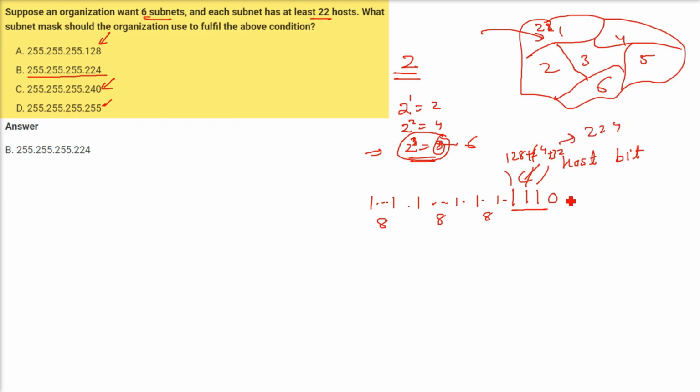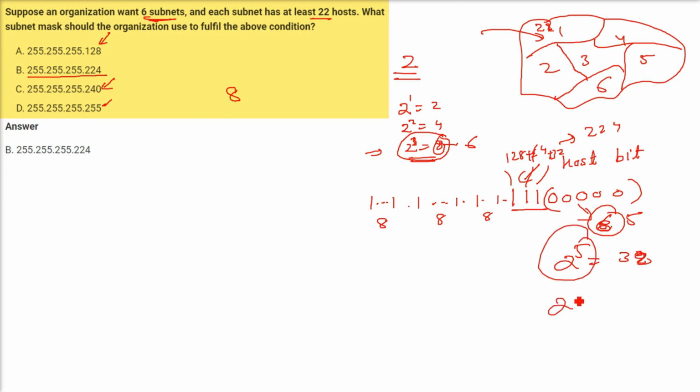So 3 bits are 1 and the remaining 5 bits are zeros. So we have borrowed 3 bits from the host bits of the last octet, and that is going to give you how many subnets there are. Subnets will be 8. We need 6 but we are getting 8. How many zeros are remaining? 5. 2 to the power 5 is 32.